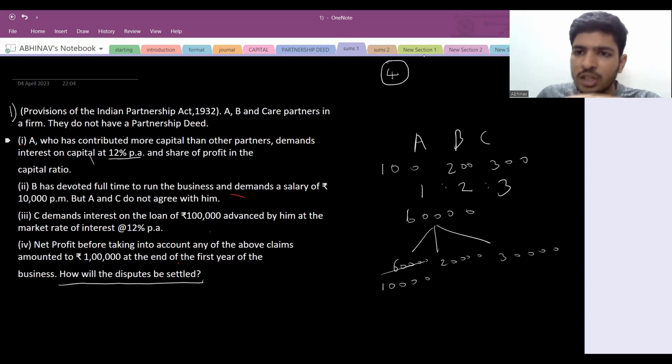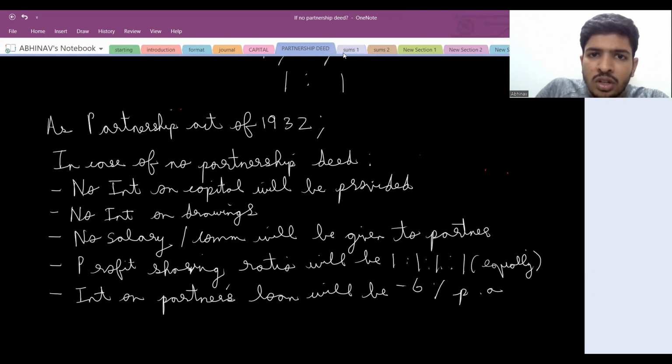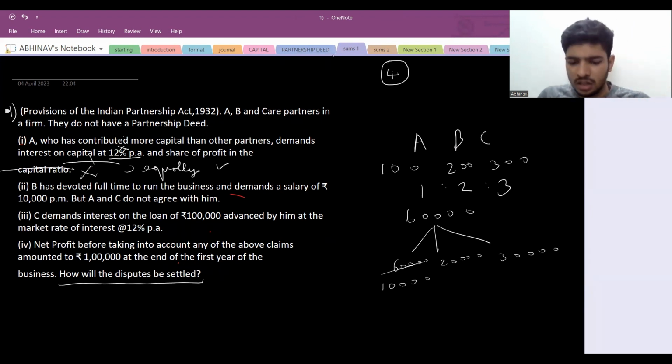But like I mentioned before, if there's no partnership deed, no interest on capital will be provided. And the profit sharing ratio will be equal. So it's not allowed. No interest on capital, and profit cannot be shared in the capital ratio. It will be done equally. This is the answer for the first point. Write it down against question number 1 in your notebook, because the next questions are going to be proper conceptual sums.